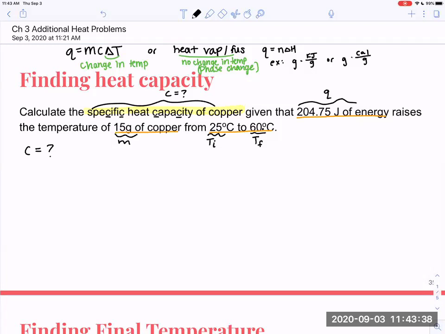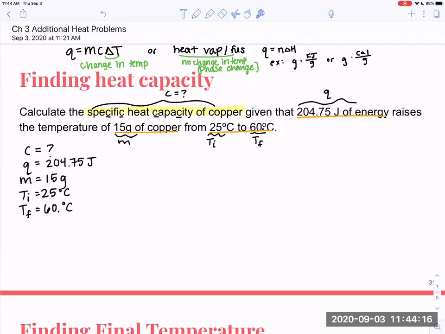So now we can identify all of these things. Notice that I'm pulling them out of the word problem. My goal is to totally get rid of the word problem so that I don't have to use it at all. So over here on the left side, I'm going to spell out very explicitly everything I have. I want to know what's C. I'm being given Q, 204.75 joules. I'm being given a mass of 15 grams, and I'm being given an initial temperature of 25 degrees C and a final temperature of 60 degrees C.